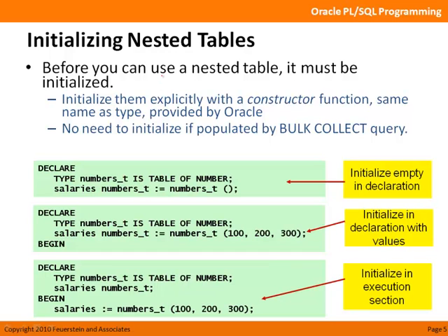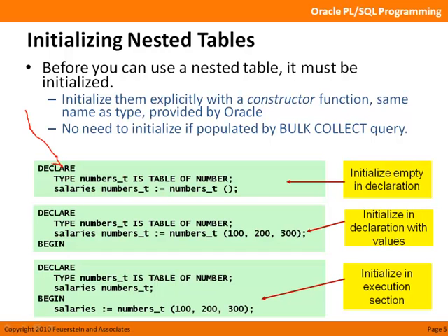Before you can use a nested table that is a variable declared on a nested table type, it has to be initialized. And what that means is that you have to call a constructor function, which is a function with the same name as the type and provided by Oracle, to initialize that nested table. There is one exception to this. If you're populating a nested table from a bulk collect query, then you do not need to initialize first. Oracle automatically initializes it. So let's take a look at some examples.